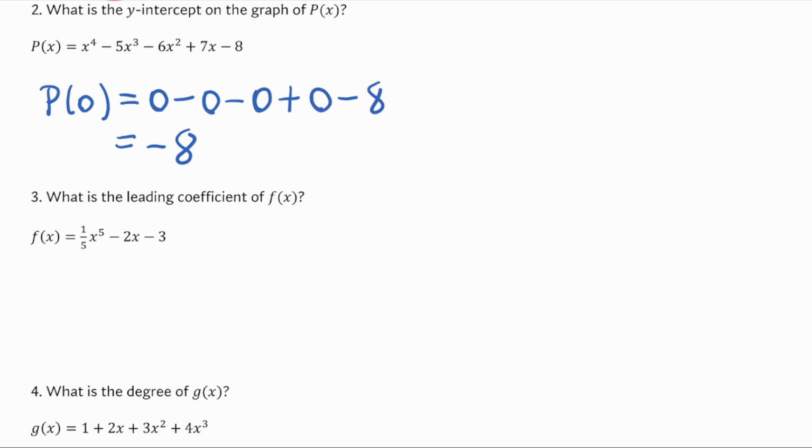What is the leading coefficient of f of x? Okay, leading coefficient is the number that's attached to the highest power of x. So I see x to the 5 is the highest power. The number that's attached to that is 1/5. It doesn't matter if that's the first term you see in the polynomial. Had this been negative 3 minus 2x plus 1/5 x to the 5th, the leading coefficient would still be 1/5. It's the number that's attached to the highest power.